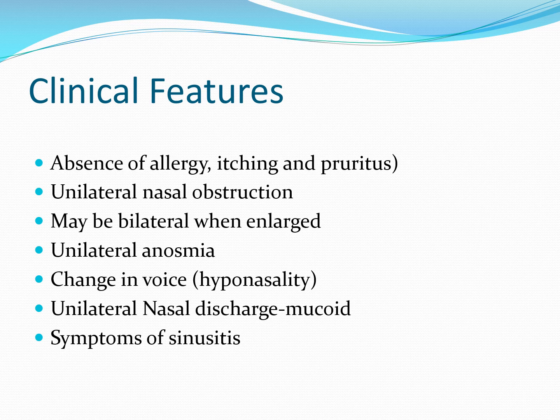Clinical features are usually due to the presence of polyp in one nasal cavity, so there will be unilateral nasal obstruction, absence of allergic symptoms, and no family history of allergy. If the polyp is long-standing, it can push the septum to the other side, and there can be bilateral nasal obstruction. There will be hyponasality, absence of nasal twang in the speech. Symptoms of unilateral sinusitis are headache and postnasal drip.